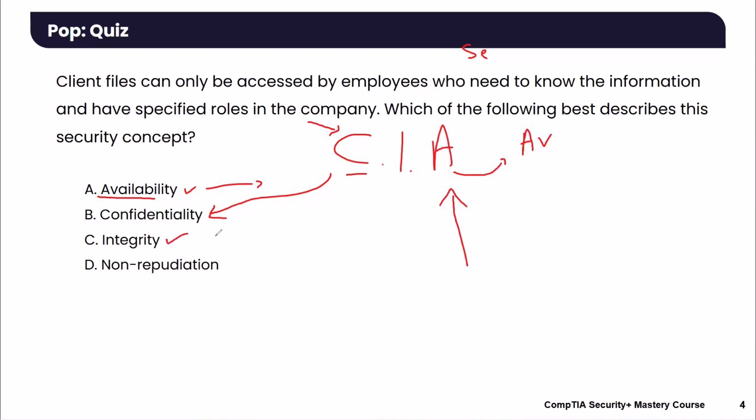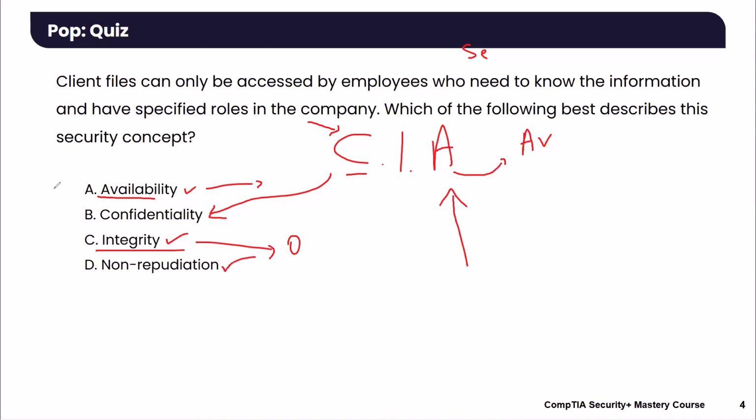And the I in CIA is the integrity. Integrity is making sure things are original. Things have not been tampered with, have not been changed. So if unauthorized personnel can change stuff, we have a bigger problem. So integrity is about keeping things original and making sure that people are not changing things.